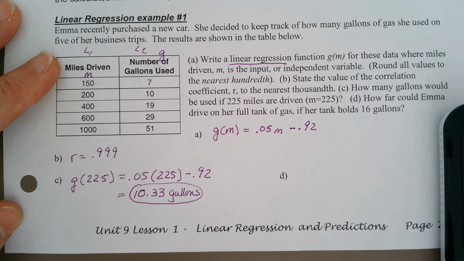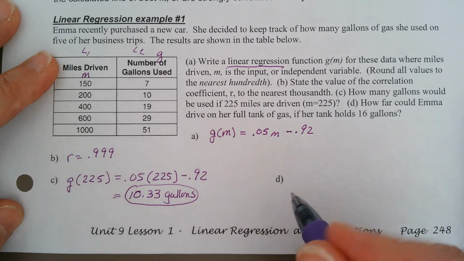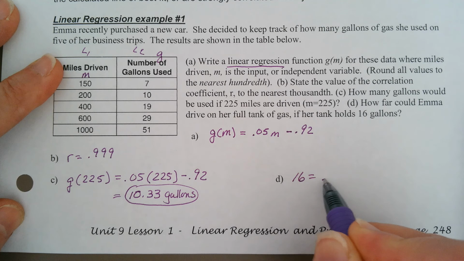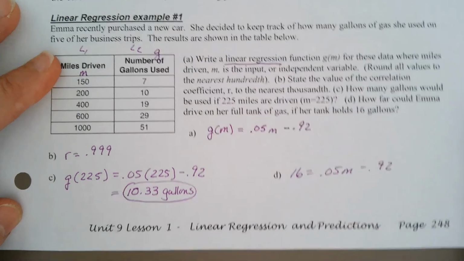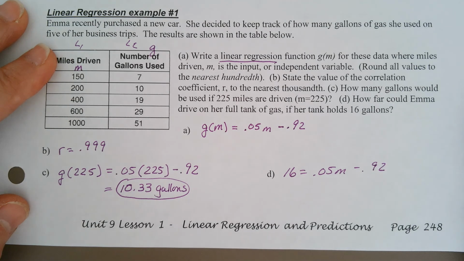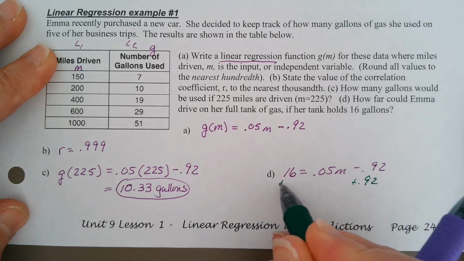D, how far could Emma drive on her full tank of gas if her tank holds 16 gallons? So 16 replaces G of M. 16 equals 0.05 M minus 0.92. And let's solve this for M. So we would add 0.92 to both sides. Not that you have to show this.